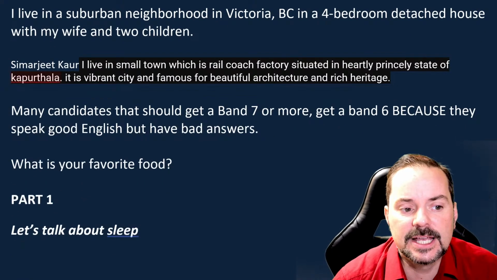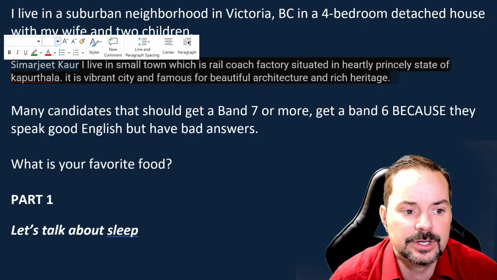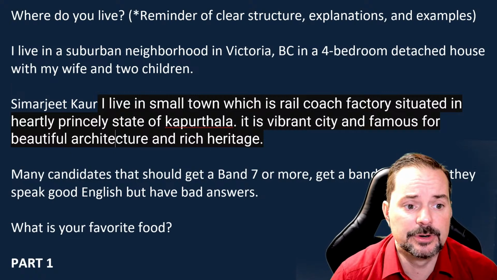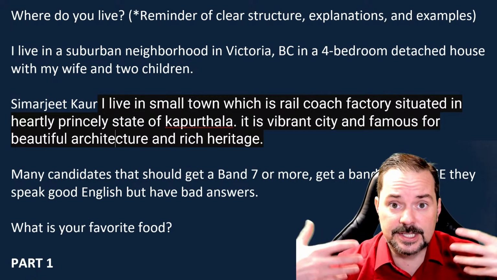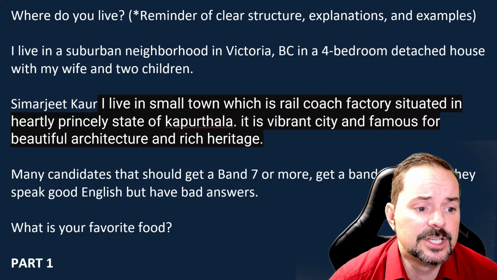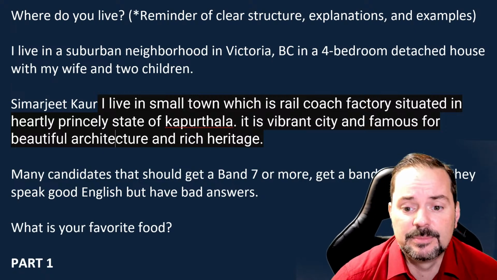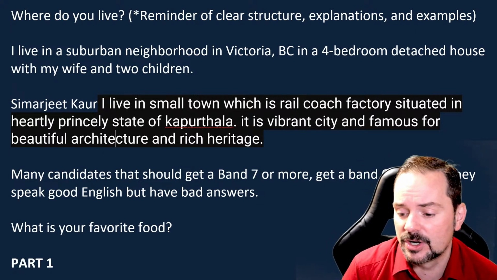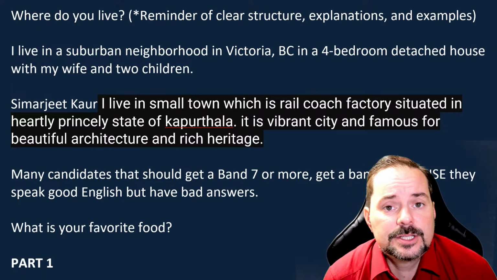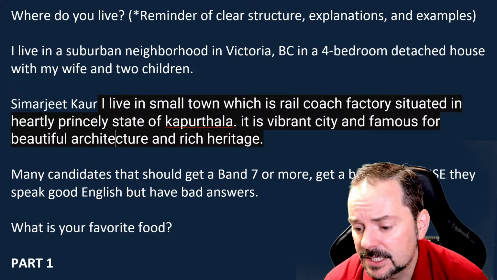What's the problem with this answer, Simranjit? And everybody else can help Simranjit here. What's the problem with this answer? Okay. So this is my question as the examiner. Where do you live? And then here's Simranjit sitting in front of me. And they go, I live in a small town, which is a rail coach factory situated in Hartley, princely state of Kapurthala. It is a vibrant city and famous for beautiful architecture and rich heritage. Why is this only a band 6? It's got some good vocabulary. The grammar's okay. Why is it only a band 6?